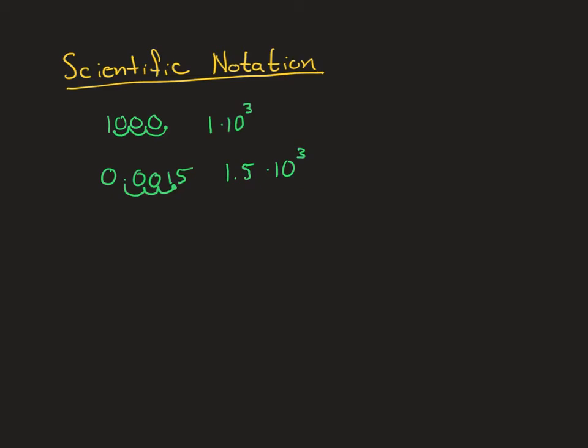However, because I moved the decimal to the right rather than the left, this is going to be to the -3. So that would be the same thing as dividing by 1,000, which would get you back the 0.0015.